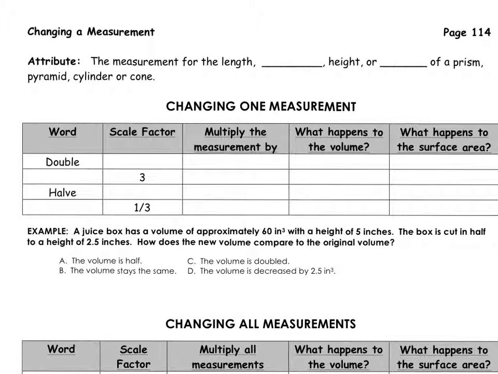Today we're going to be discussing what happens to the volume and the surface area of a prism if we change a measurement by a certain amount. When you change a measurement, that measurement is called an attribute. Basically, it's the measurement for the length, the width, the height, or the radius of a prism, cylinder, pyramid, or cone. So we're going to be changing length, width, height, or sometimes the radius.